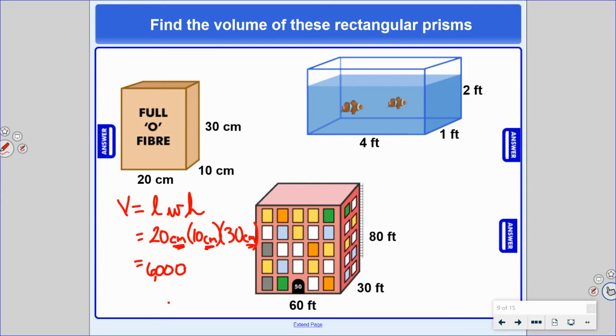Think about centimeters times another unit of centimeters times another unit. Well, Mr. Cowan, anything times itself 3 times. There you have it with the cubic centimeters. So when in doubt, you can always write the units to make sure that your units are the appropriate number of dimensions. All right, let's talk about this aquarium.